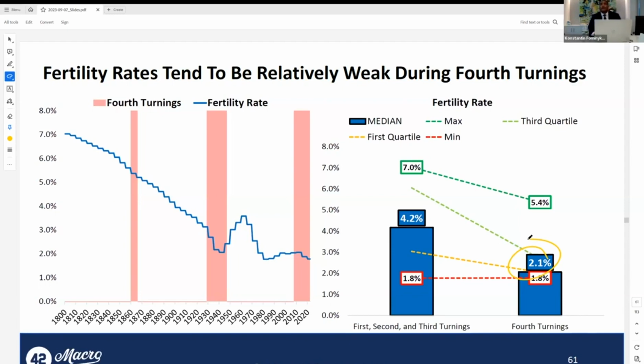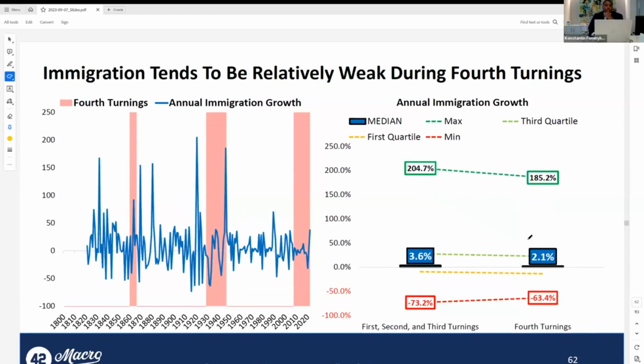Yeah, the fertility rates tend to be relatively weak during fourth turnings. They've been declining for hundreds of years for every major economy, so that's not new news, but there's a pretty significant decline relative to the baseline throughout these fourth turning periods. And part of that, obviously, is total war being a contributing factor. And then second to last, immigration tends to be relatively weak during fourth turnings, if you look at it relative to the baseline.